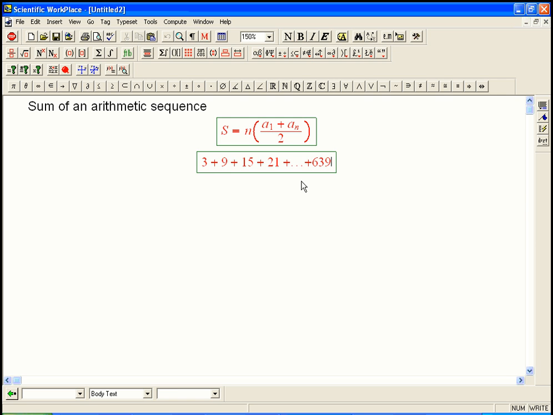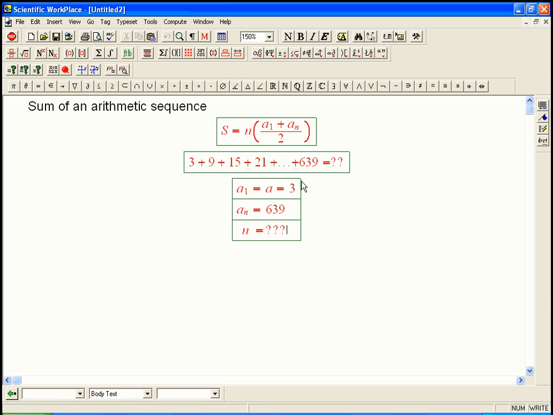Yeah, that'll work. So the thing is, they aren't telling you explicitly exactly what all the information is, but two of the three things are usually pretty easy to figure out. Here we've got a1. They usually just call that a in the book. The first term is equal to 3. That's given. Okay, and a sub n, the last term, is given: 639. But they don't actually tell you what n is. How many terms are there in the summation? So to do that, you usually have to figure out the formula for this guy.